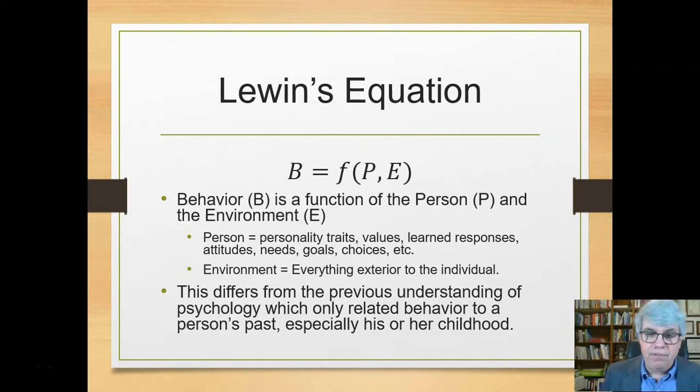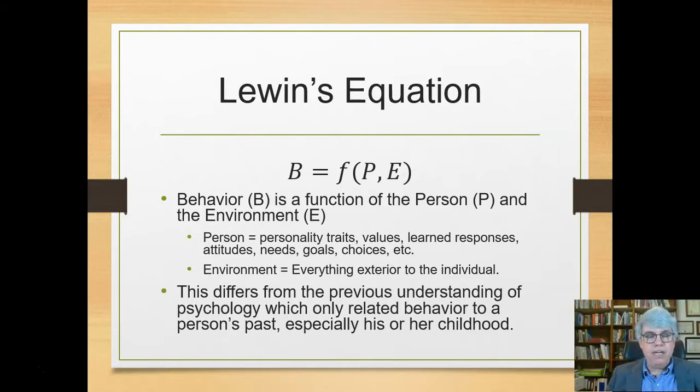Now, this is interesting from a historical perspective. So Lewin came up with this in the 30s and the 40s, and this is very different than the first few generations of psychology, especially Freud, because Freud's understanding of people's behavior related primarily to the person's past, especially his or her childhood. And so Lewin's equation got us away from this weird Freudian thing that we're trying to get over our Oedipus complex or something like that. And it just says, okay, well, let's look at who you are as a person, and let's look at what's happening in your environment and see how those influence your behavior.